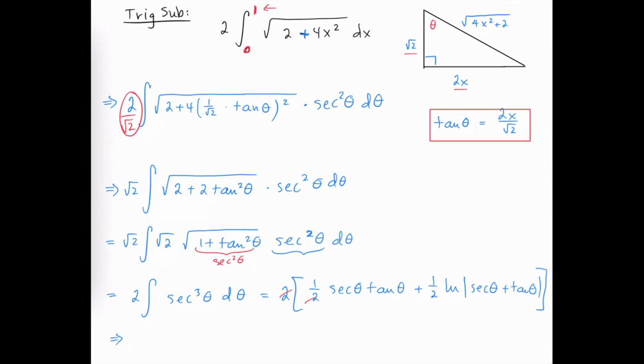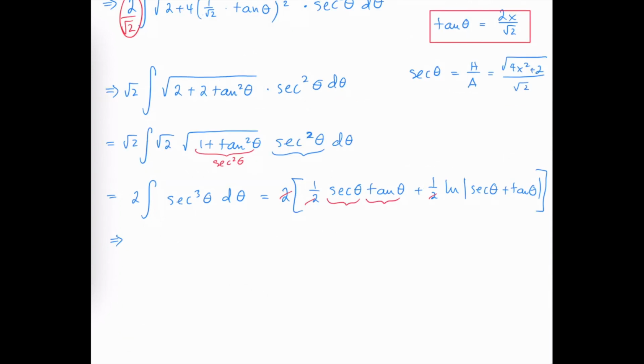So let's distribute this 2 into the parens and then convert our angles theta back to x so that we can apply our x limits. So we can actually use our triangle to determine what secant theta would be in terms of x, and we already know what tan theta is in terms of x. So looking at our triangle, secant theta is going to be hypotenuse over adjacent, which is that radical 4x squared plus 2 over the adjacent side, which is rad 2. So when we convert back to x, this antiderivative becomes secant theta, which is rad 4x squared plus 2 over rad 2, times tangent theta.